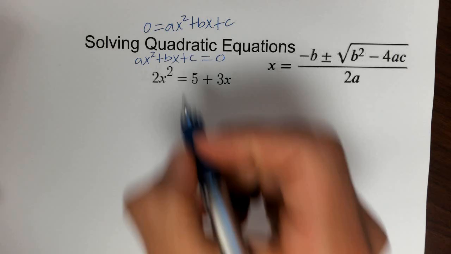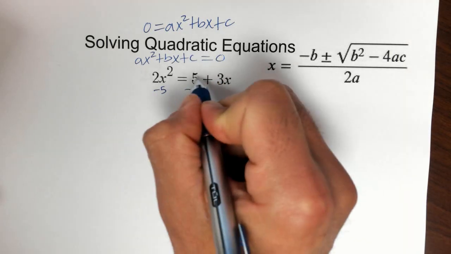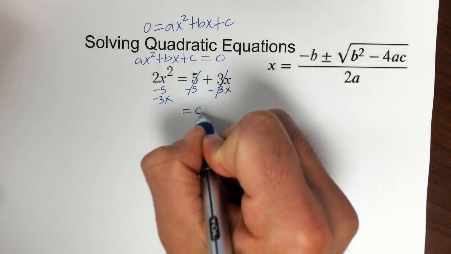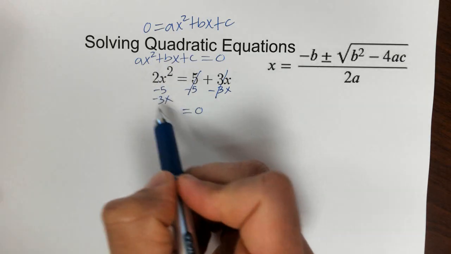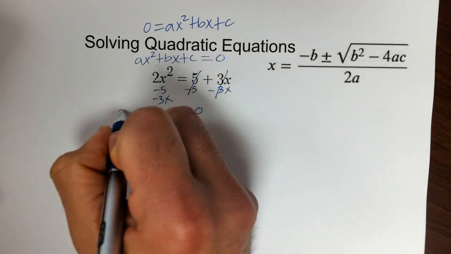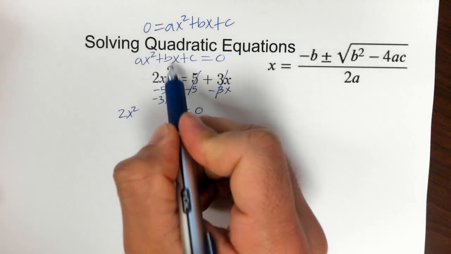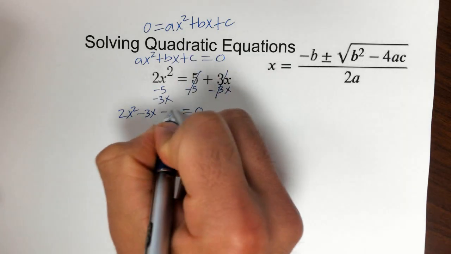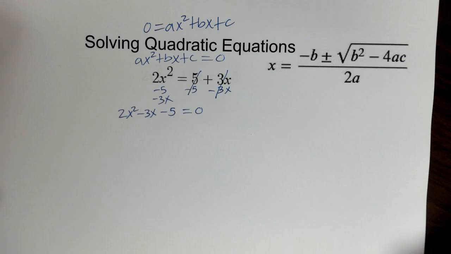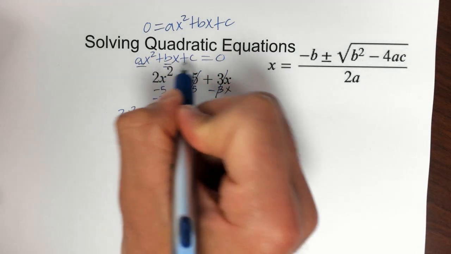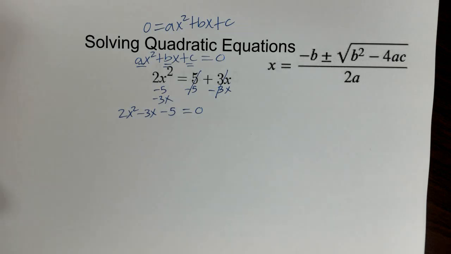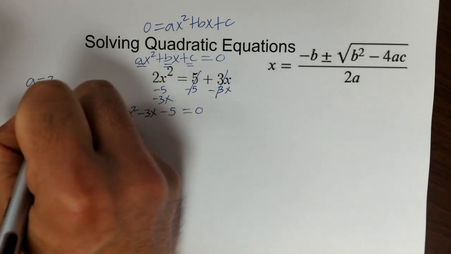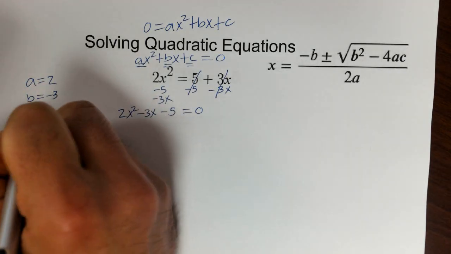I'm going to move everything to the left. I'm going to subtract 5 so that I can move it to the left. I'm going to subtract 3x. On the right side, I'm going to have 0. And on the left, I need to organize these so that the x squared goes first. The bx goes second, which is negative 3x. And then the constant, the minus 5, goes last. That way, I can properly identify A, B, and C. As you can see here, A equals 2, B equals negative 3, and C equals negative 5.